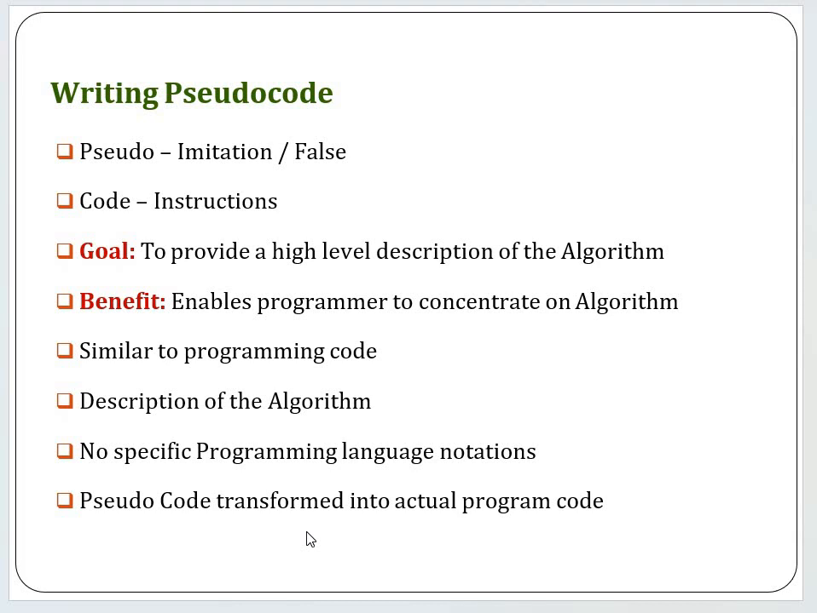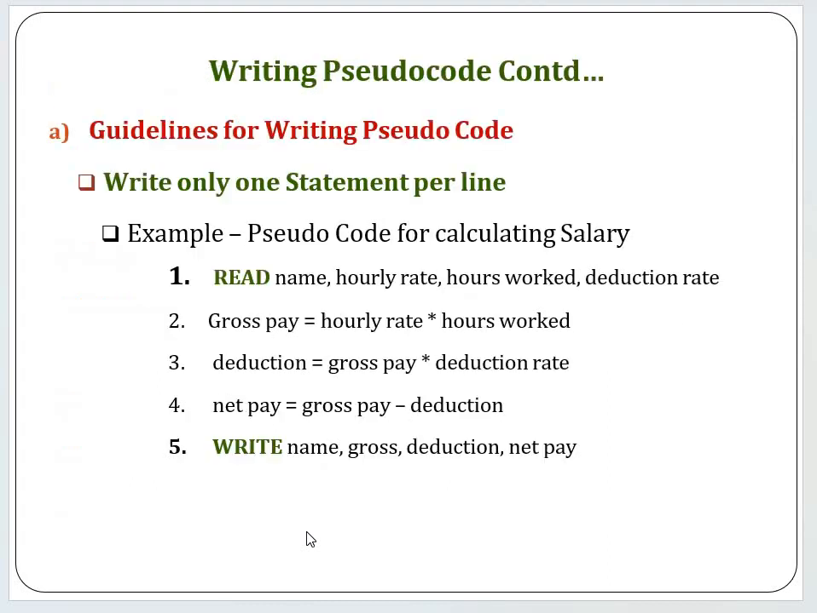Then its similarity to the code is that it shares some characteristics with the code, like using variables and control flow statements, for example if else or loops. There is no specific language for this. You can use any language or style that makes sense to you as long as it is clear and understandable. Then transformation: once you have a well defined pseudocode, you can translate it into actual code in the programming language. So these are the key points of pseudocode.